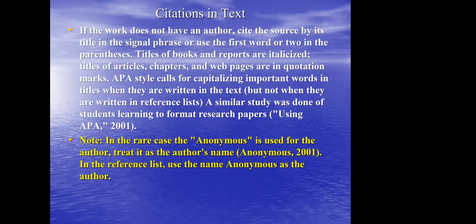I used to tell people to buy the book. There's even one called APA Made Easy, APA for Dummies. There are all kinds of APA books out there, but you can get that same information off Purdue OWL. Okay, in the rare case that it says anonymous, then that's what you use. In place of the author, you put anonymous as the author.